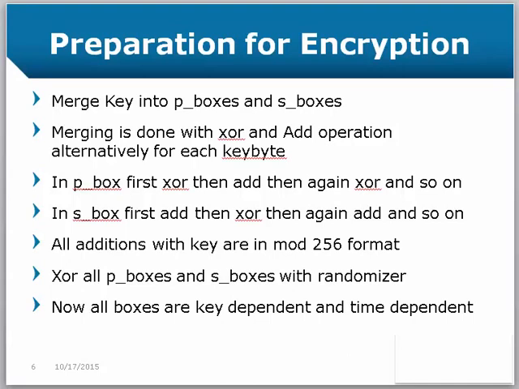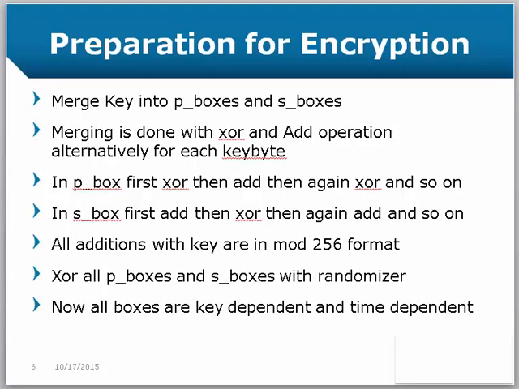Now, at first we merge the key into P boxes and S boxes. This will make the P boxes and S boxes key dependent, and key dependent P boxes and S boxes are much more secure than any other. Now, merging is done with XOR and add operations alternatively for each key byte. That is, the first key byte is XORed and the second key byte is added, and like this. These merges are done alternatively.